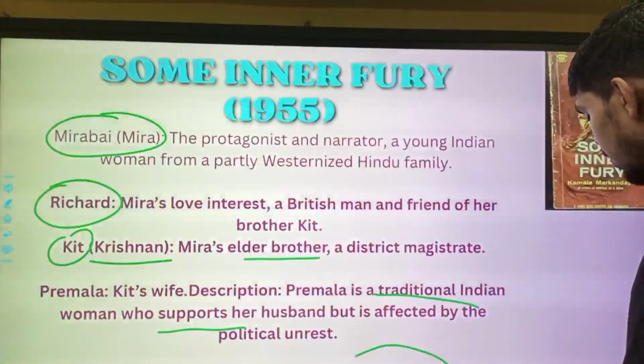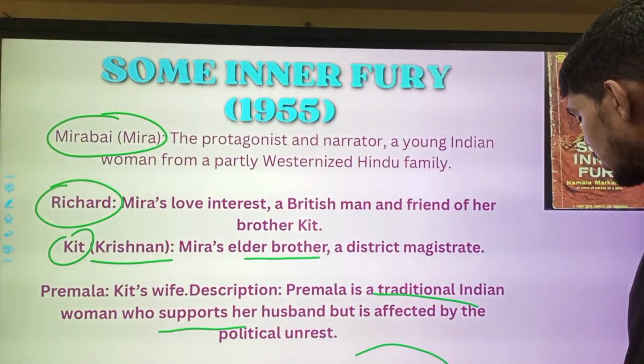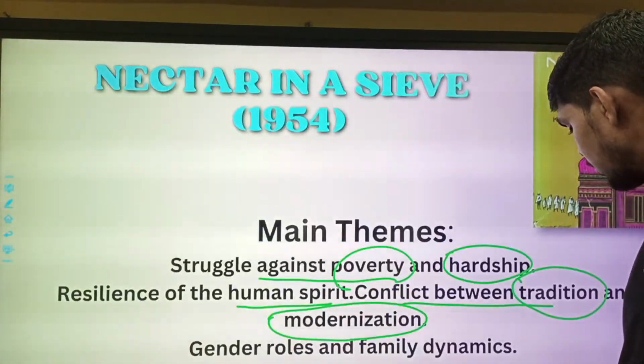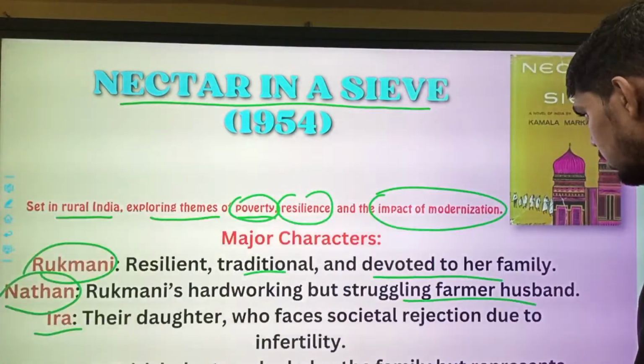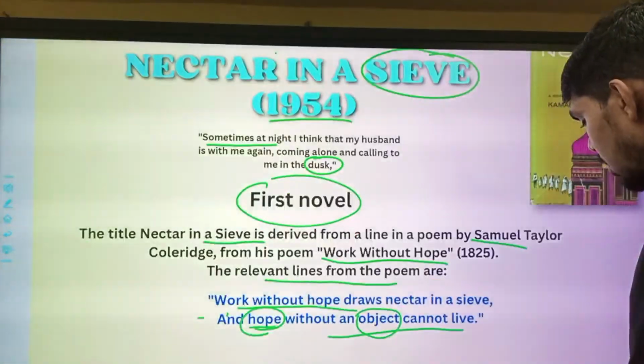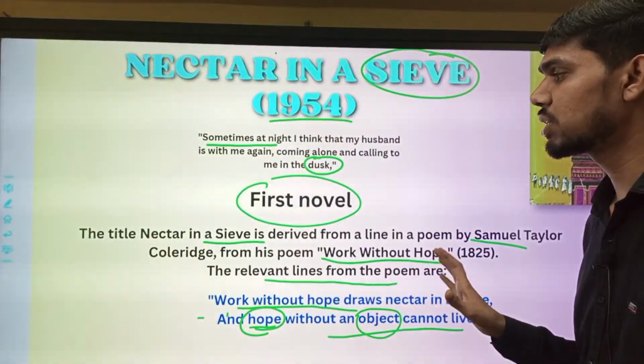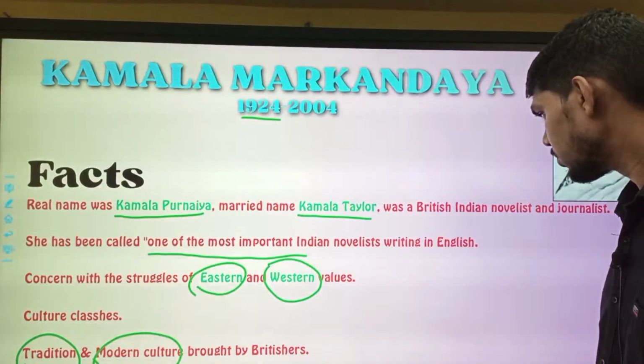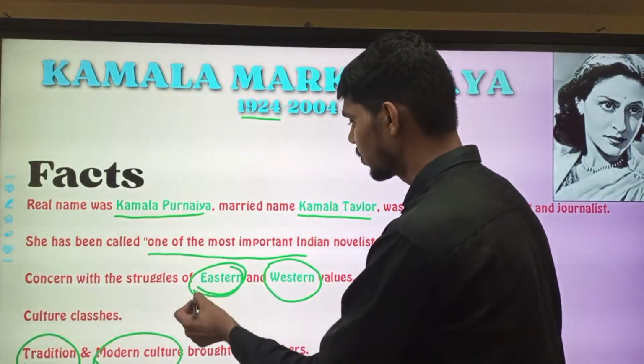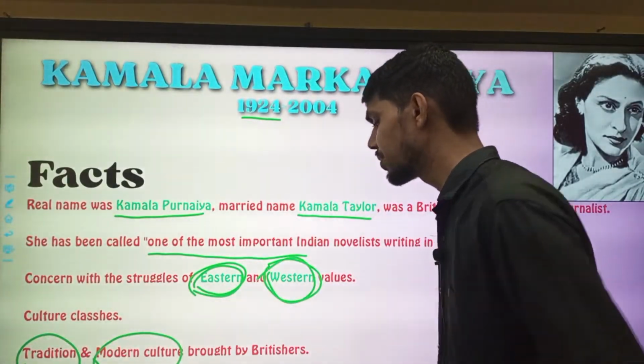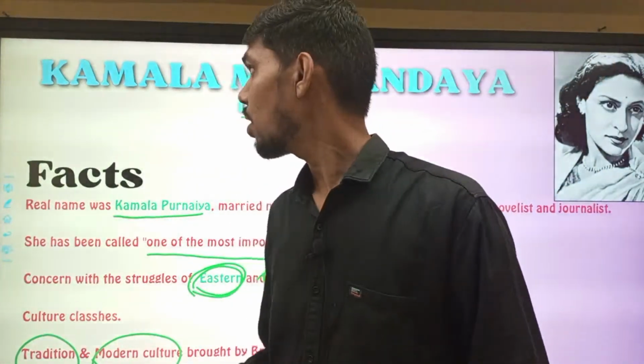The major theme of Kamala Markandaya is the Western and Eastern conflict. All the characters of her novels face these difficulties. Eastern and Western values, you need to know this. This is all about Kamala Markandaya.